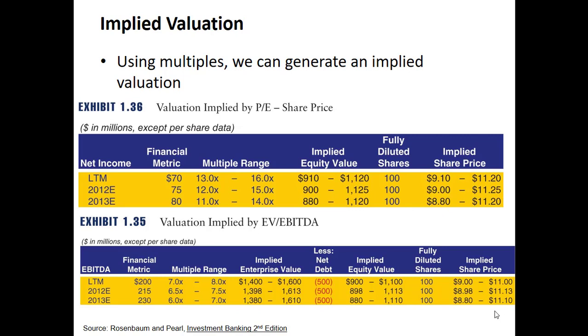The multiples decrease as you go forward in time. The multiples for 2012 are lower than the multiples for the last 12 months, and 2013 are lower than 2012. You can see that the financial metric, in this case net income, is increasing over time. In the lower half, we see a similar exercise for EV to EBITDA. Notice that the multiple ranges start at 7 to 8 for the last 12 months, declining to 6 to 7 for 2 years forward, and they also generate an implied share price range that goes from around $9 to $11.